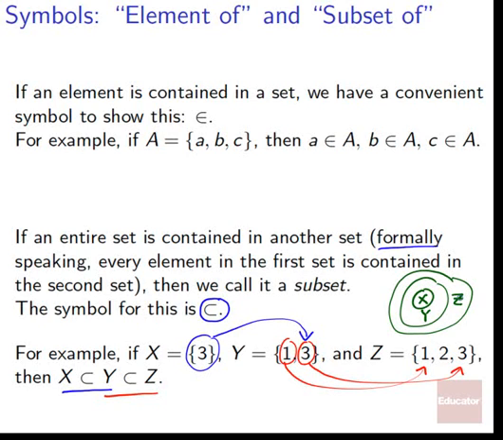So X is contained in Y is contained in Z. So since Z has Y, it must also have X, so that we've got the transitive property: X is contained inside of Z as well. Great.